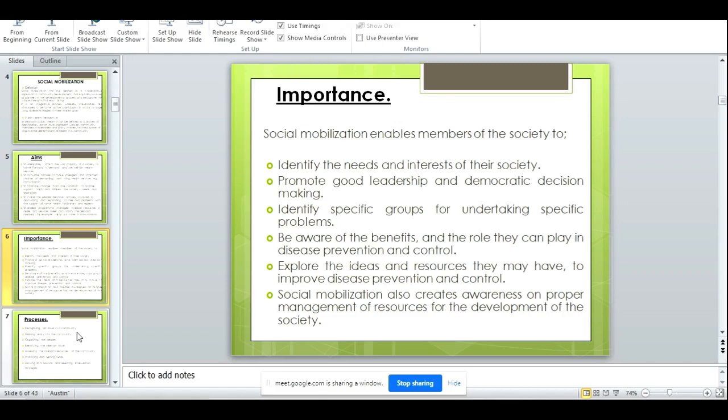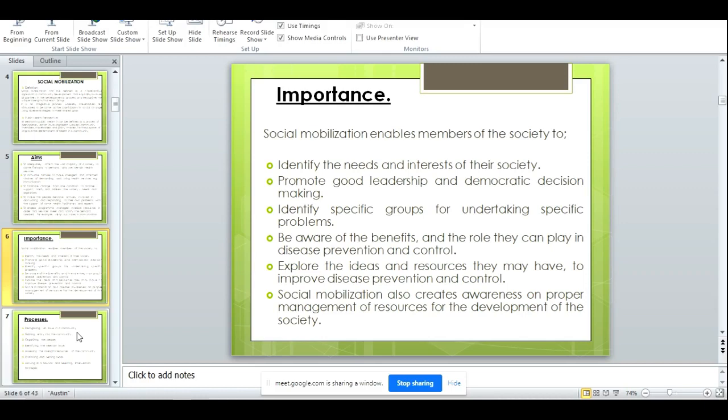So moving on to the importance of social mobilization. Social mobilization enables members of the society to identify the needs and interests of their society. So when you go into a community and mobilize the people, they are well able to brainstorm and bring out ideas and identify the needs and the interests of their society. It also enables members to promote good leadership and democratic decisions. So every community member is involved in the decision making of the community.